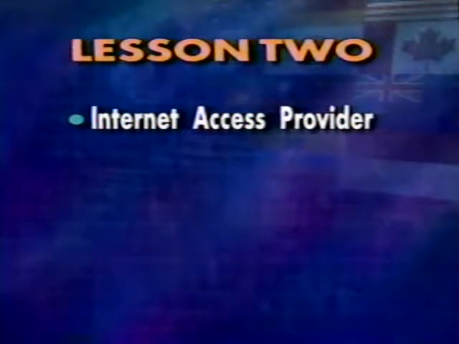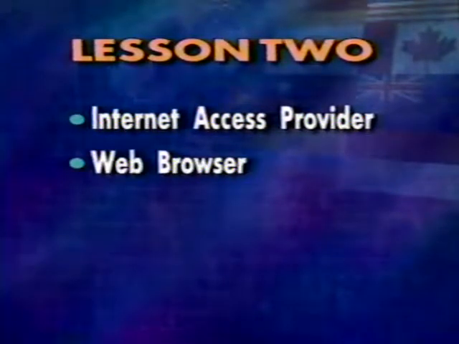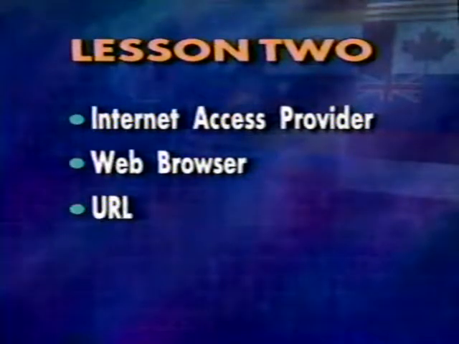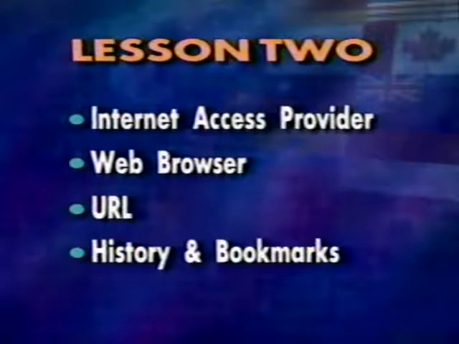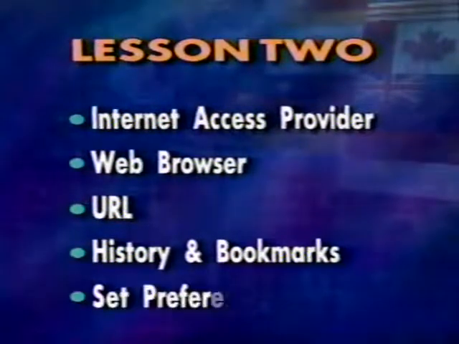That's it for Lesson 2. In this lesson, we learned how to get the appropriate connection to an internet access provider and looked at some good places to find one. Use a web browser. Read a Universal Resource Locator or URL. Use histories and bookmarks to navigate and manage web documents. And how to set some important preferences.